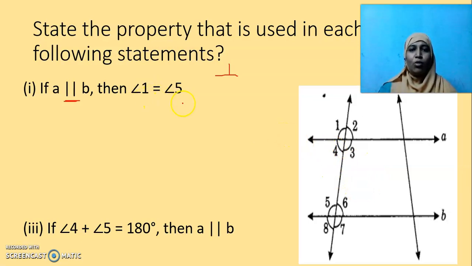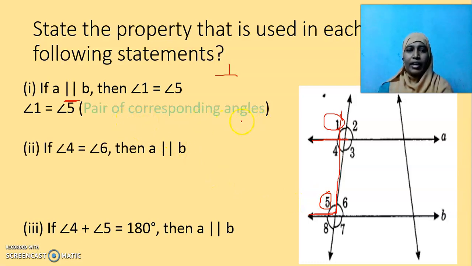Angle 1 is equal to angle 5. Locate angle 1 and angle 5. Are they both interior? No. One is interior and one is exterior: 5 is interior and 1 is exterior. So which shape does it come in? Yes, it comes under the shape F, upside-down F. See here, the red color will show you F, 5 and 1. So what angles are they? Yes, they are a pair of corresponding angles. So they are equal. If the lines are parallel, corresponding angles are equal. So this is the answer.